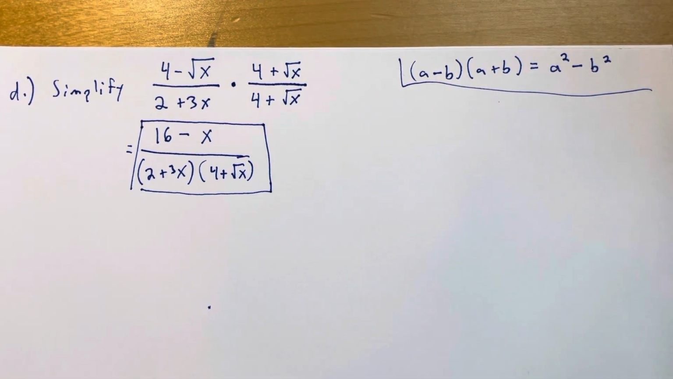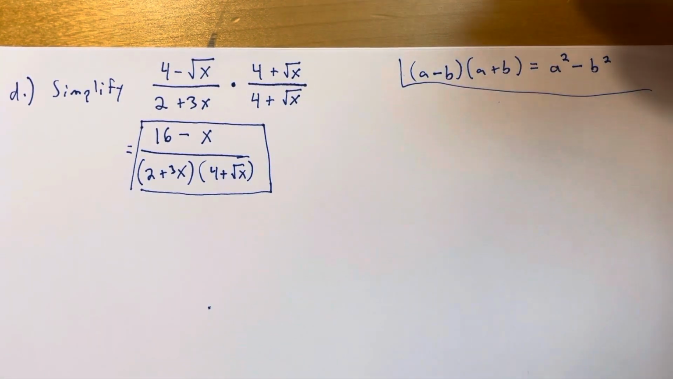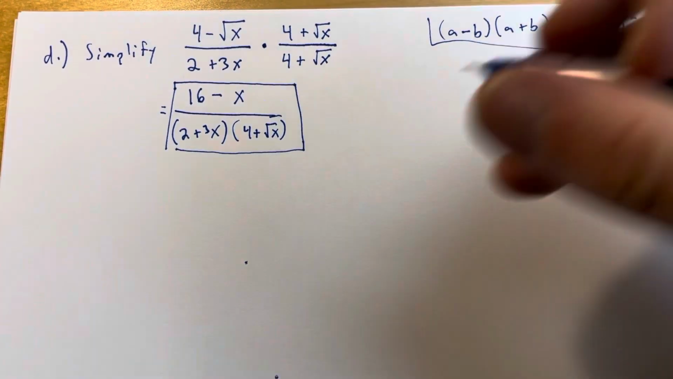As we'll see in section 1.2 in the parent class, being able to do that will help us to solve certain limits where radicals appear.